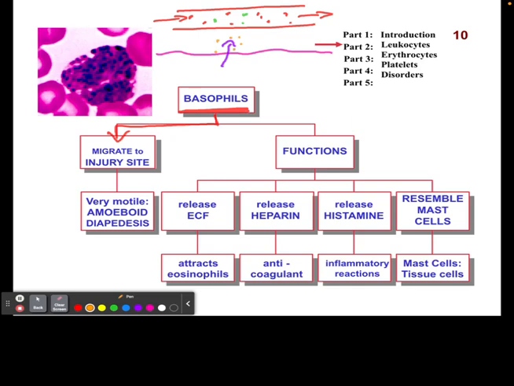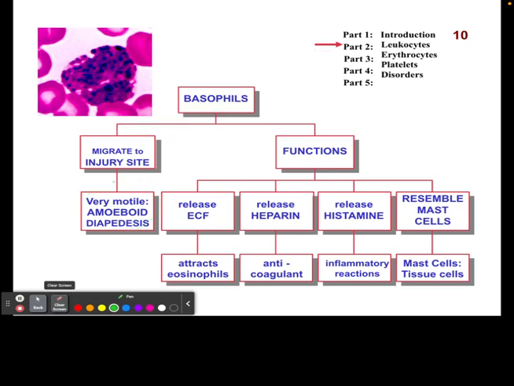But anyways, something gets into the body, and what's going to happen is just like we saw with the neutrophils, these basophils have the ability to move through the blood vessels and go to the area where there's damage. Right? So that's just number one. They're very motile, meaning they can move really well. They're very mobile.